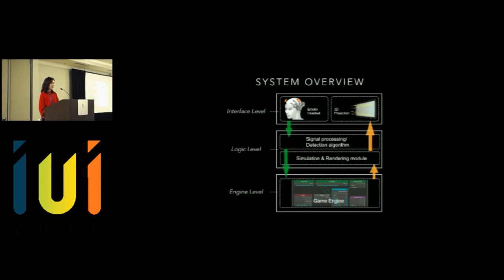So our system consists of 3 levels: interface level, logic level, and the engine level. We capture the EEG signal from the Emotiv headset and generate the audience engagement. And also we use a detection algorithm to determine what time we should create the performing cues. And the final virtual theater was created by a game engine, and it will be presented on the 3D projected screen.